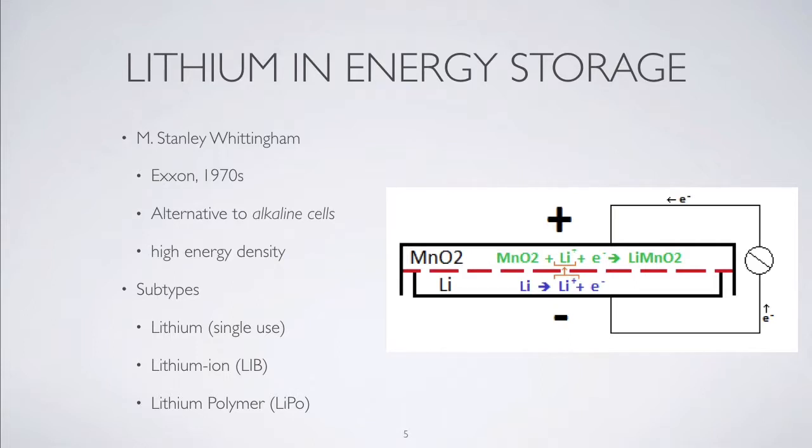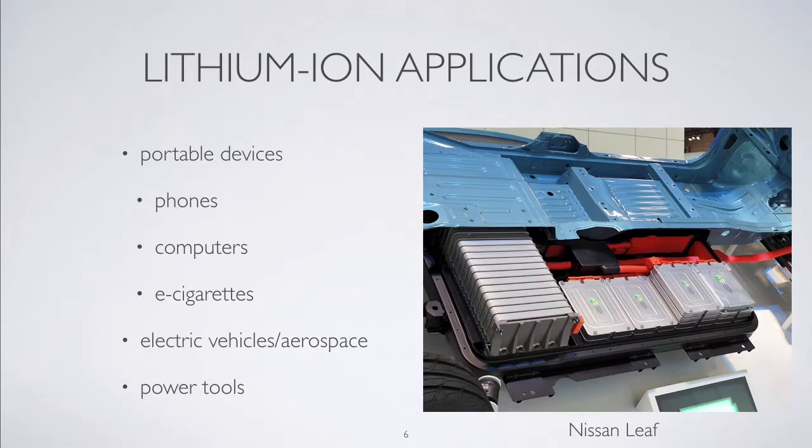But there's another type called lithium-ion and the closely related lithium polymer that are used in rechargeable applications. Some of the most common ones that you'll encounter are portable electronic devices like phones, computers, and e-cigarettes. Also power tools, but really importantly, electric vehicles and aerospace applications like drones.